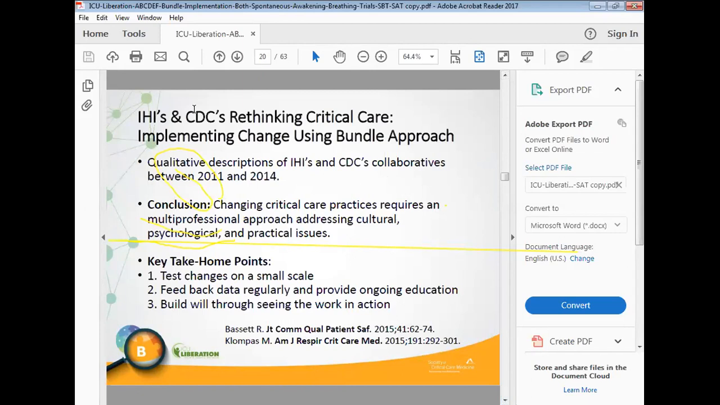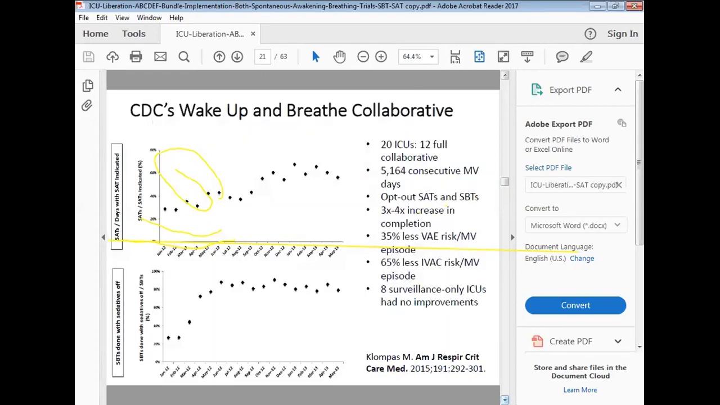So this is a cohort called CDC, Rethinking Critical Care. It's a collaborative that tried to implement the project. And this is done in 20 ICUs. I think we should be proud that we have 78 ICUs in the NESAM project. So it's much bigger than this one. So they have 20 ICUs, 12 of them have full collaborative, so they contributed fully to the project. And we are hoping that we'll get more of our ICUs contributing.